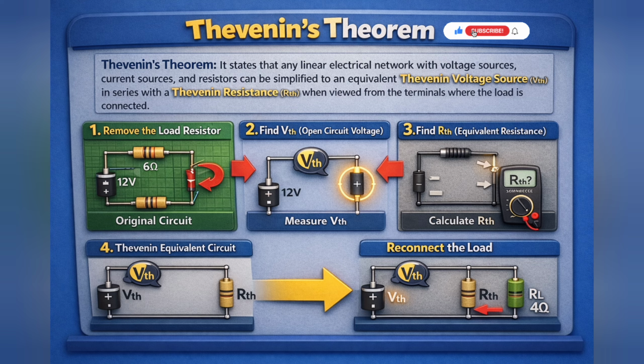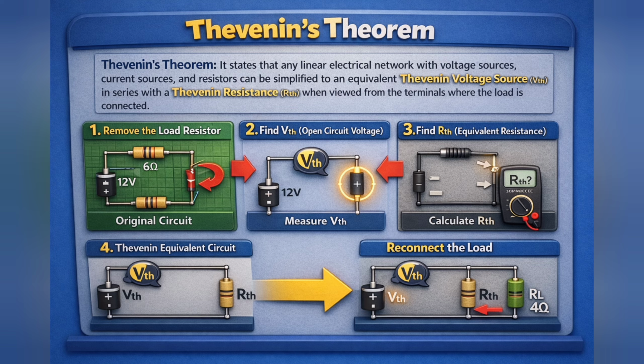When viewed from the terminals where the load is connected. First, remove the load resistor. The original circuit has 12 volts and 6 ohms. Second, find V Thevenin, the open circuit voltage, 12 volts. Measure V Thevenin. Third, find R Thevenin, the equivalent resistance. Calculate R Thevenin.